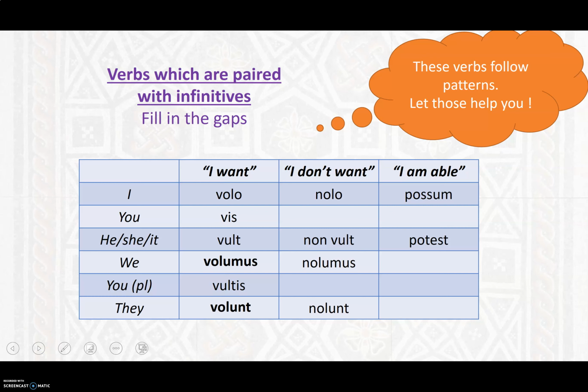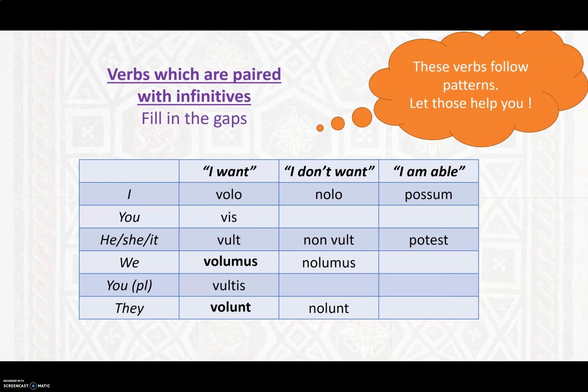So the whole form of the verb I want is volo, vis, vult, volumus, vultis, volunt. It's a very strange verb because sometimes there's an O after the V, sometimes there's a U, and once there's an I. But notice how there's still the endings -o, -s, -t, -mus, -tis, -unt, which is helpful. Have a go at the column for I don't want. How are we going to fill in those gaps? Nolo, blank, non vult, nolumus, blank, nolunt.